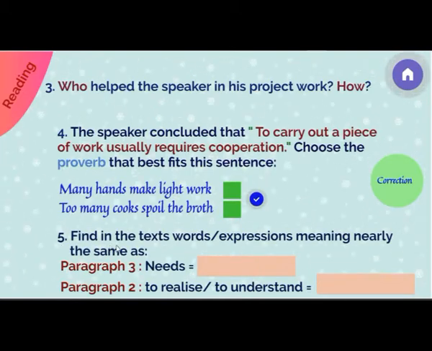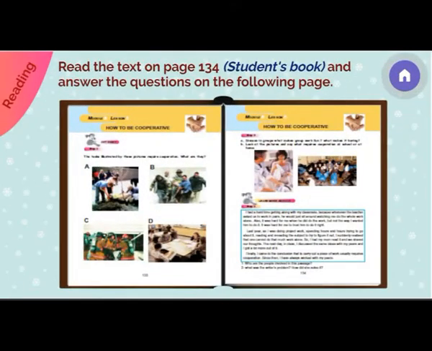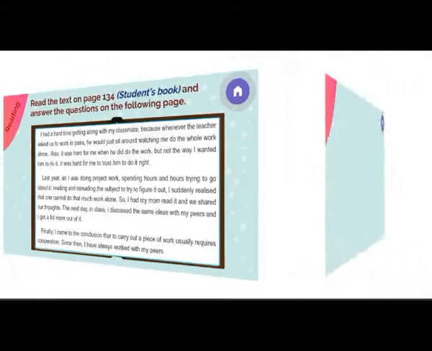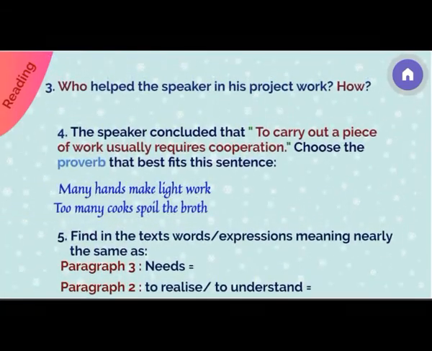The last question, find in the text words or expressions meaning nearly the same as: in paragraph 3, needs, means, and in paragraph 2, to realize or to understand. Find a word meaning these words. Of course, we go back to the text, we read it, we think for 5 minutes for the answers. Here is the text again. Okay, take your time. Now pause the video, then let's go back to the questions and try to correct them together.